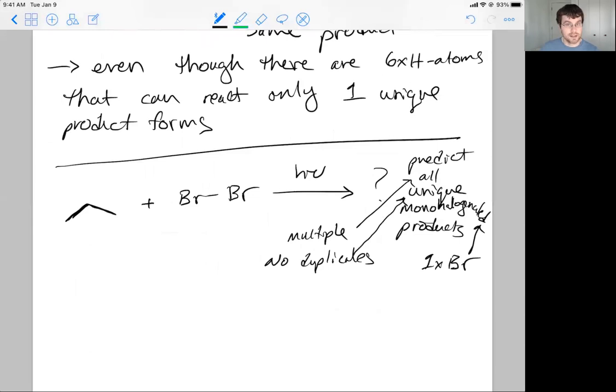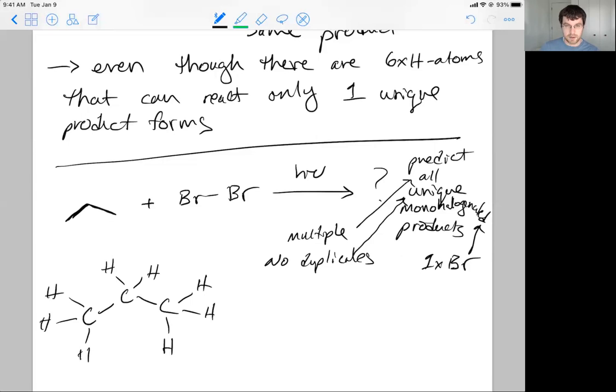Okay, so we're using light in this case. That doesn't change the outcome. We're still replacing hydrogen atoms with bromine atoms. But what does change the outcome is that we now have a different starting molecule. We have propane instead. If you notice, propane, instead of having 6 hydrogens, has 8 hydrogens. That shouldn't be that big of a deal. We're just trying not to break the octet.